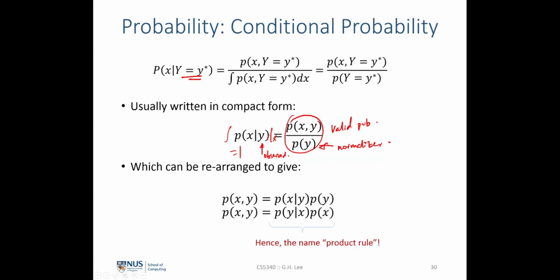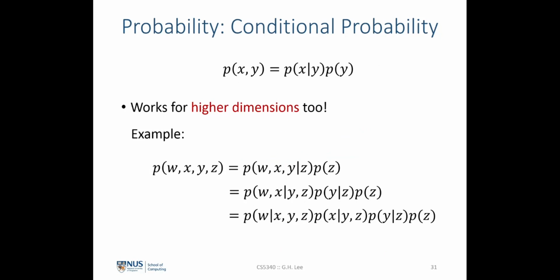So this normalizer plays a very important part in making it a valid probability, and we can now rearrange the conditional probability into this particular form by moving the denominator, the normalizer, up onto the left hand side of the equation. That gives us the two different forms over here. The joint probability of x and y equals the conditional probability of x given y multiplied by the marginal probability of y, and as well equals the conditional probability of y given x multiplied by the marginal probability of x. So this multiplication gives the name product rule, which is also used to describe conditional probability. And of course, this works for higher dimensions too.